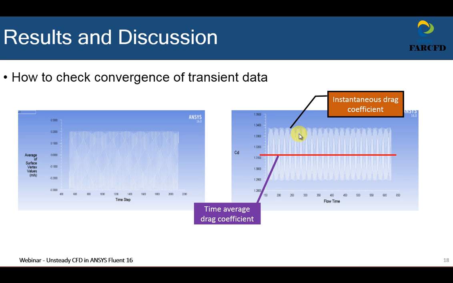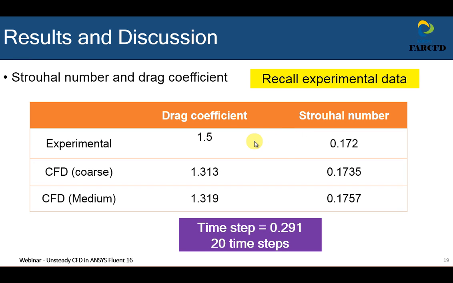Here results for mean drag coefficient and Strouhal number are shown for coarse and medium mesh for a time step of 0.291. As you can see, the results for both meshes are in close agreement with each other and also with experimental data, which indicates the quality of our mesh, time step selection and other settings done in Fluent. For Strouhal number we will use the fast Fourier transform, commonly known as FFT. For more accuracy we should go for large eddy simulation.